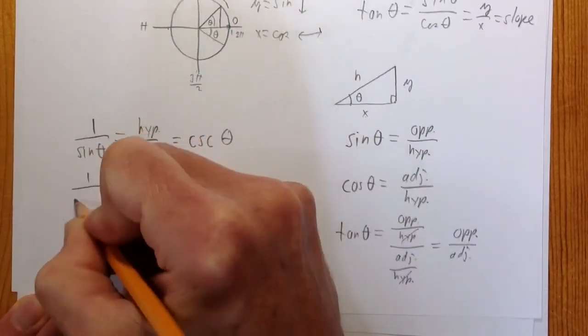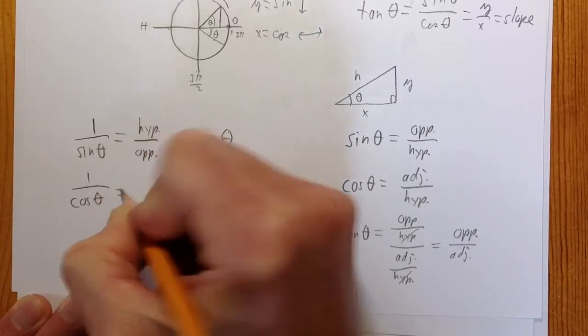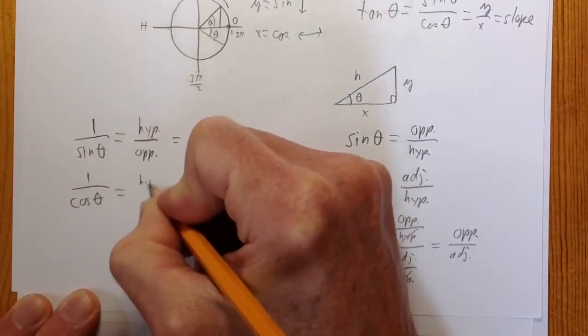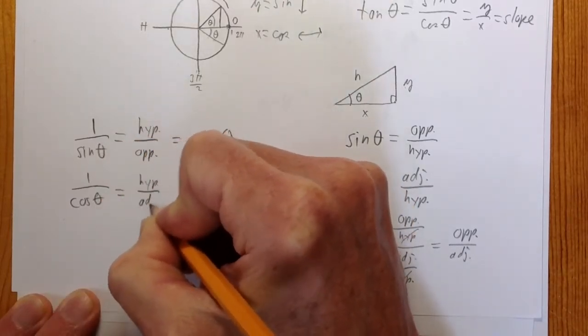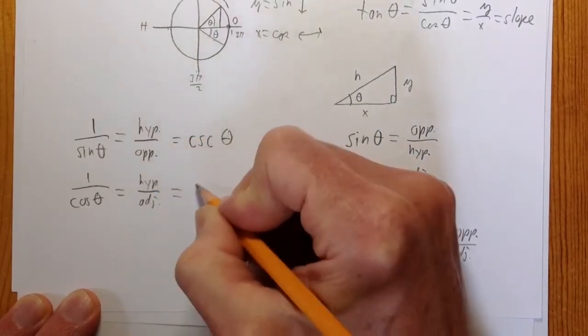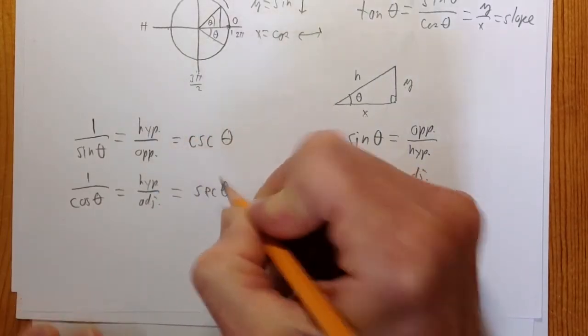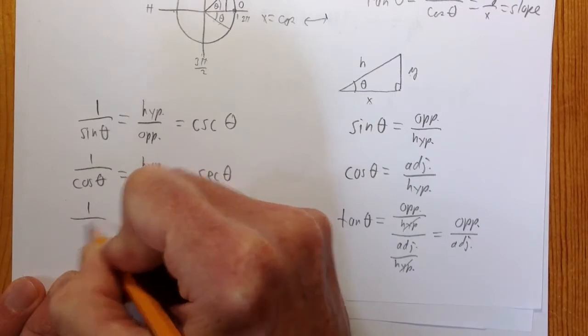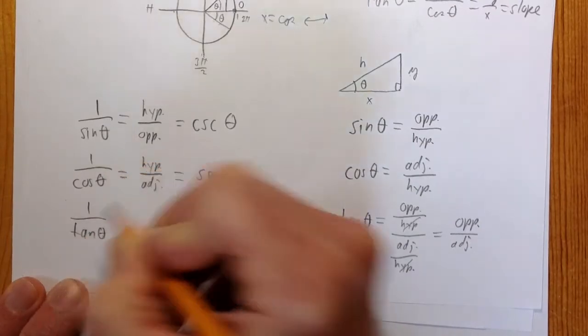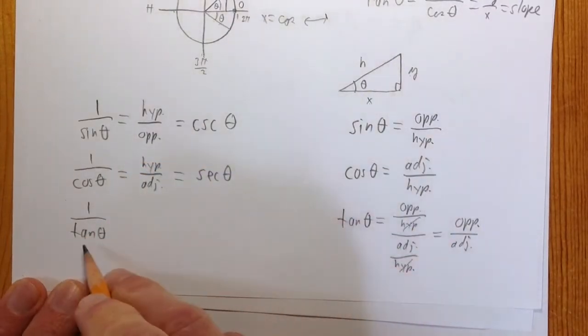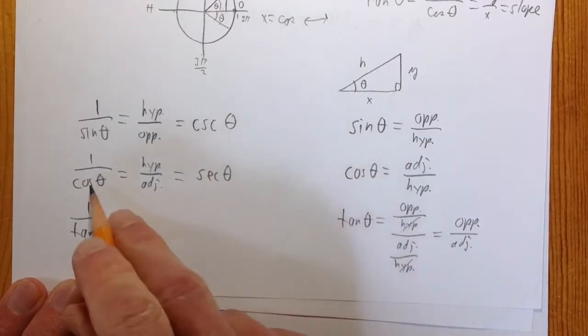1 over cosine has a co in it, so that's the hypotenuse over the adjacent. It's just upside down. And so that would be secant theta. And the one that makes sense is 1 over tangent is cotangent. It seems like they all should be that way, nice and simple. Like there's a tangent and then a cotangent. There's a sine and a cosine.